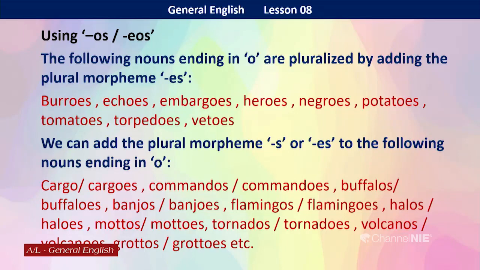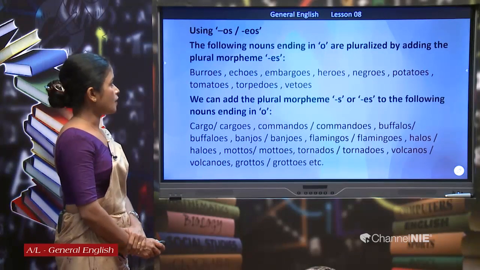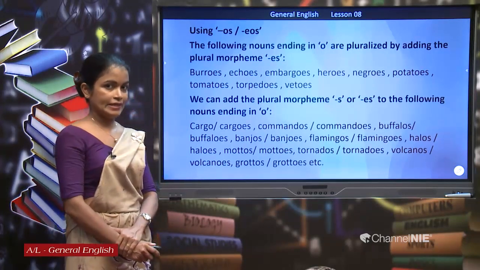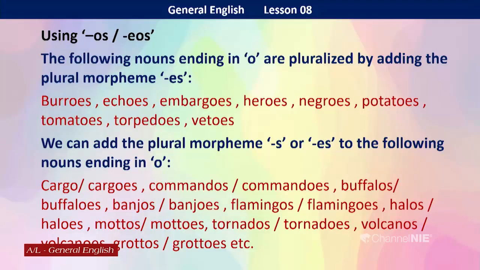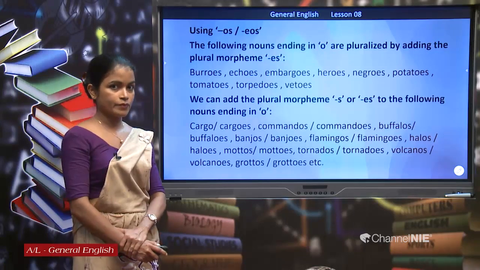Halos, haloes, mottos, mottoes. The singular noun ends with the letter o, but we can make the plural by adding s or es, both ways are accepted. Tornadoes, tornados, volcanoes, volcanos, grottos, grottoes, right? Likewise. So, children, we can add s, es, or eos at the end of regular nouns to form the plural form of those nouns.